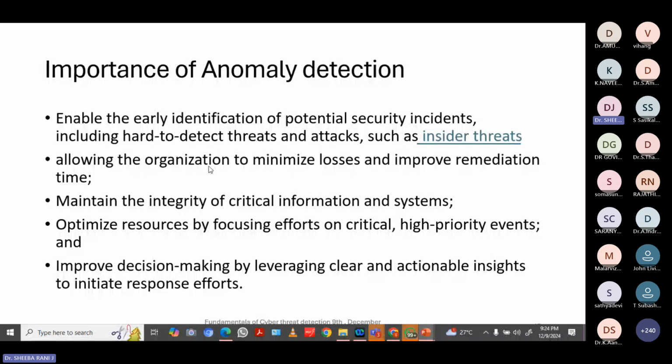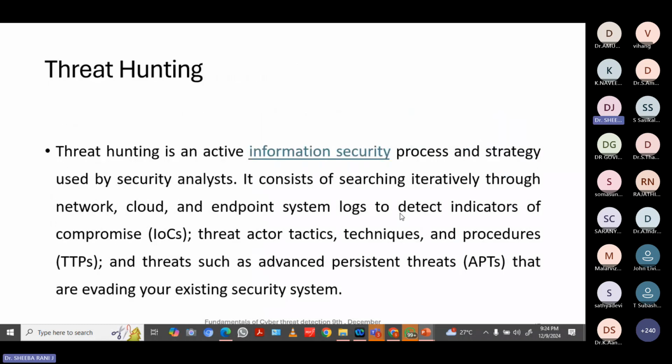So whatever I have told here, it is given here. Having two more slides. So nowadays, instead of threat detection, we are also using the concept of threat hunting.